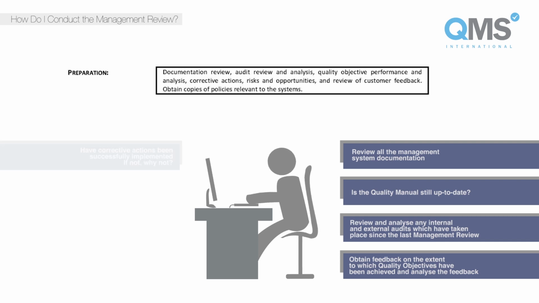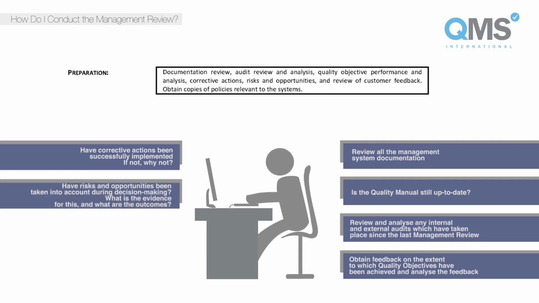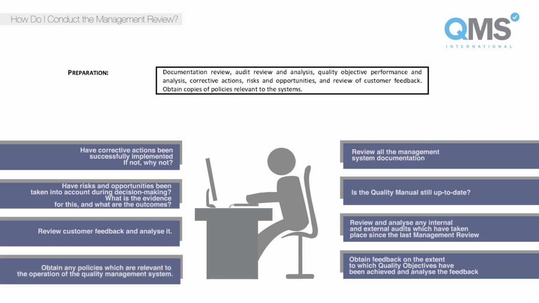Have corrective actions been successfully implemented? If not, why not? Have risks and opportunities been taken into account during decision making? What is the evidence for this and what are the outcomes? Review customer feedback and analyse it. Obtain any policies which are relevant to the operation of the quality management system.